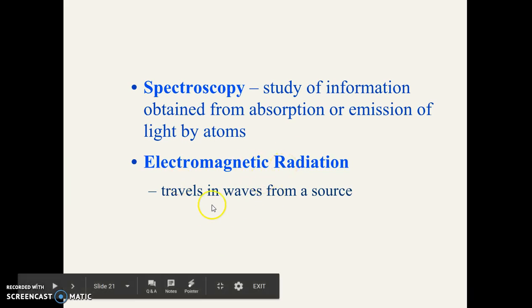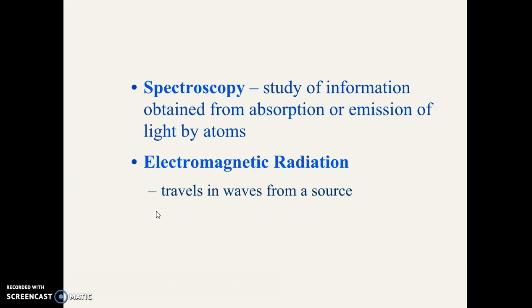So we have to know a little bit about electromagnetic radiation. That light is going to travel in waves from a source. We call electromagnetic radiation light because all we can see of it is visible light, but there are all sorts of different types of electromagnetic radiation that we don't see, like ultraviolet and microwaves and radio waves. Those are all light. You're just not able to see them.